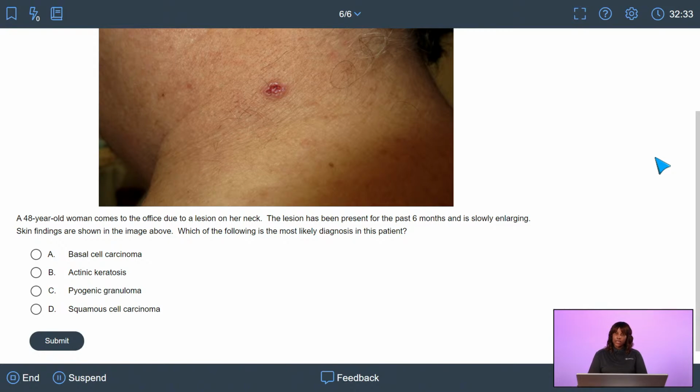So this is our last diagnosis question of the day. A, basal cell carcinoma. B, actinic keratosis. C, pyogenic granuloma. Or D, squamous cell carcinoma. Give you guys a minute to review.